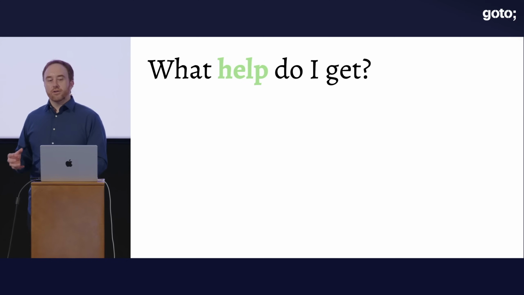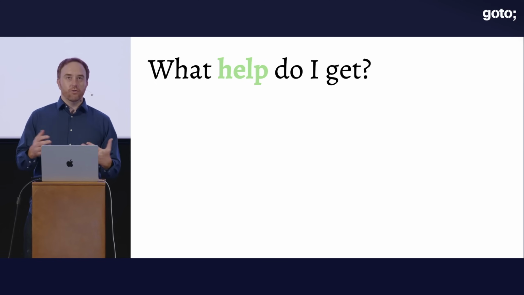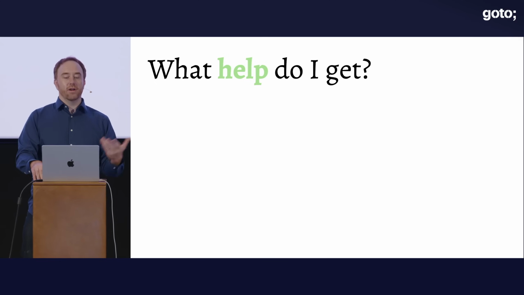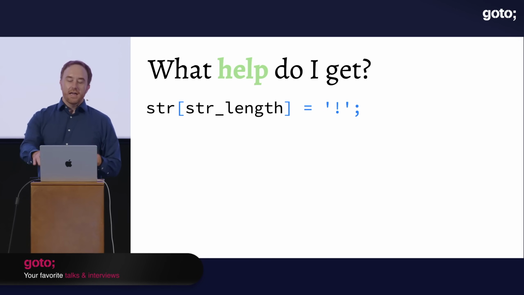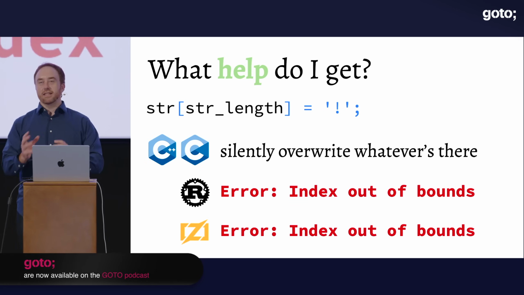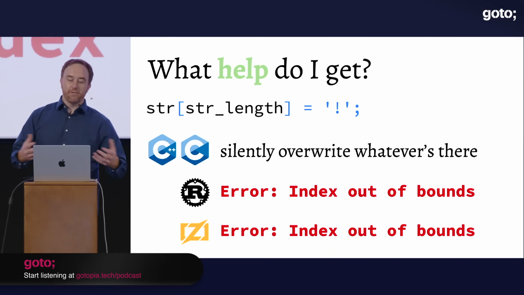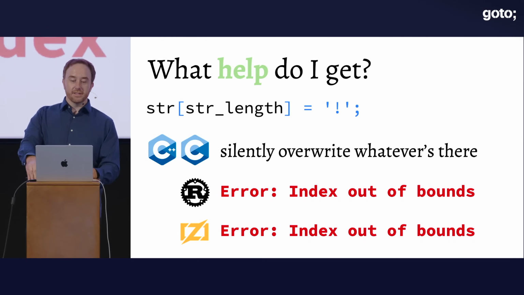So I mentioned earlier there's this really important question of, okay, let's say I'm in the memory unsafe world. What help do I get from the language to help me avoid it and to prevent memory unsafety bugs? So we had this example of what if I have a buffer overrun, and we saw that C and C++ don't really give me any help here. They just silently overwrite whatever's in that memory, which can lead to buffer overruns. Rust will give me an index out of bounds. Zig can give me an index out of bounds.